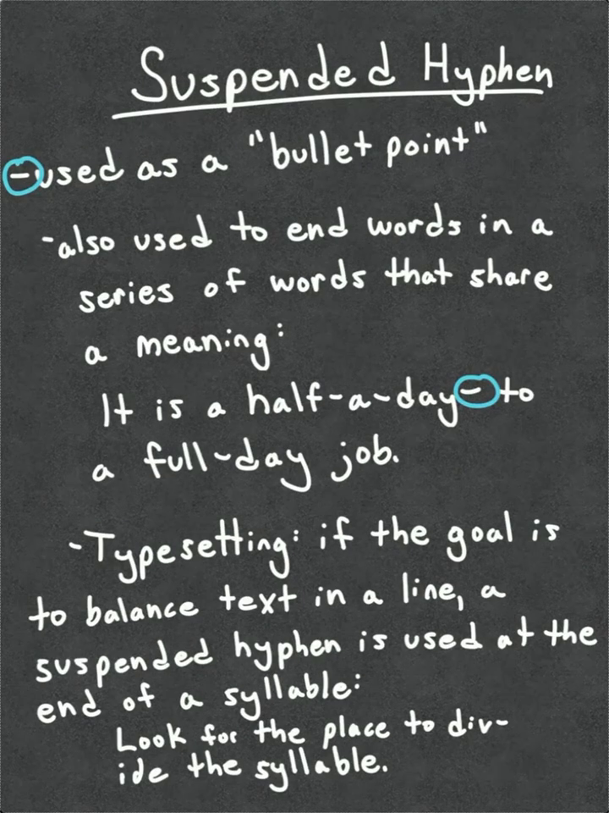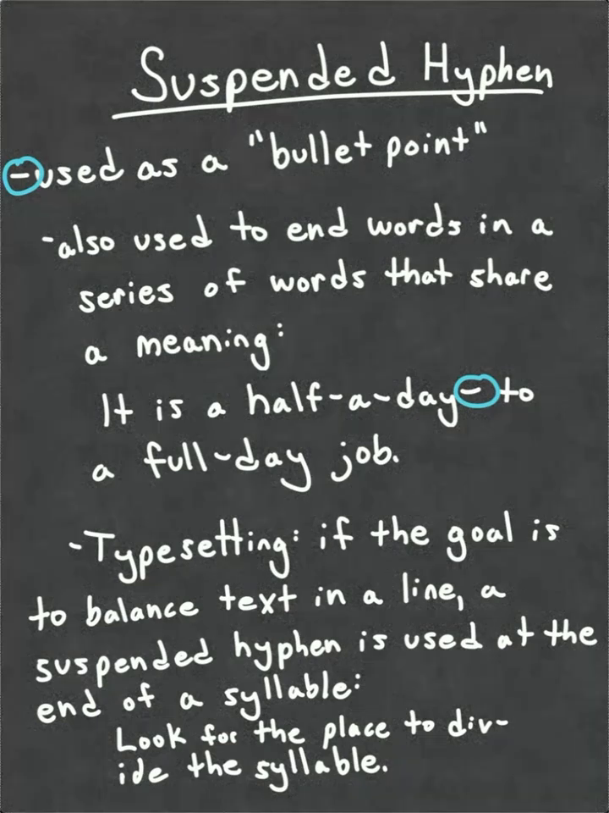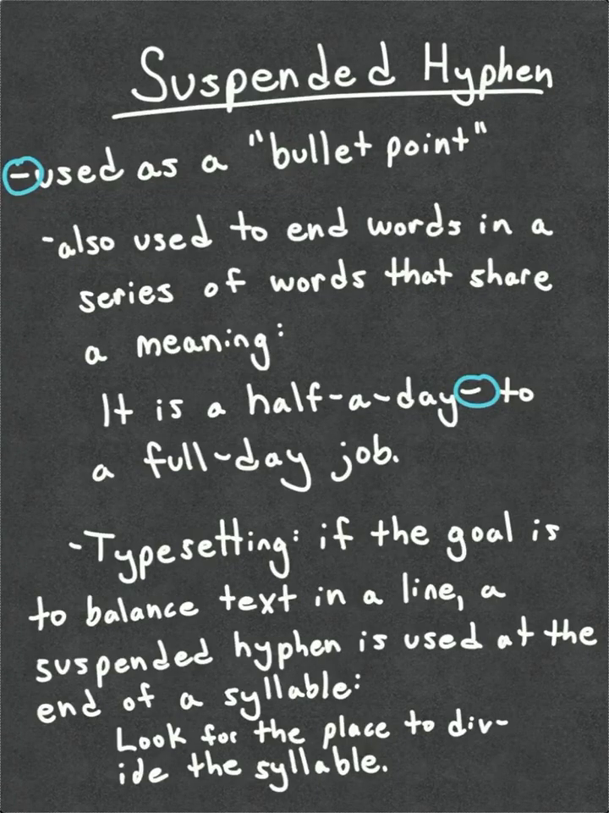There is also something called a suspended hyphen. Throughout these presentations, you see all sorts of hyphens being used as bullet points. That's a form of suspended hyphen, in my opinion. This is a little awkward to explain, but when we are using hyphens to form compound words, but we're in the process of listing a series of them, you may see a hyphen at the end of the word, and it's there because there's something else in the sentence that is needed to give it meaning.